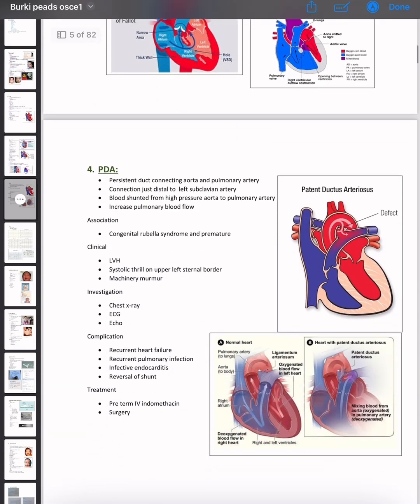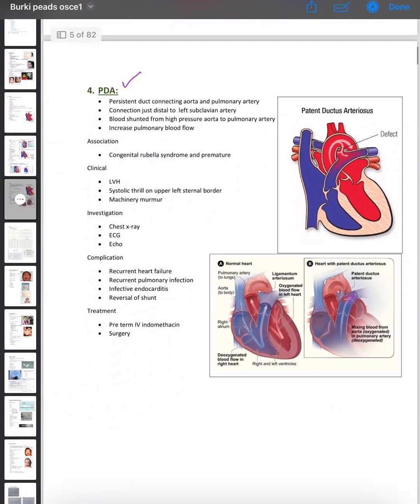Moving toward next, we are having PDA, persistent duct connecting aorta and pulmonary artery. Persistent ductus arteriosus or patent ductus arteriosus. Connection just distal to left subclavian artery. Blood shunted from high pressure aorta to pulmonary artery. Increased pulmonary blood flow. What are the associations? Congenital rubella syndrome and prematurity. This occurs in the patent ductus arteriosus.